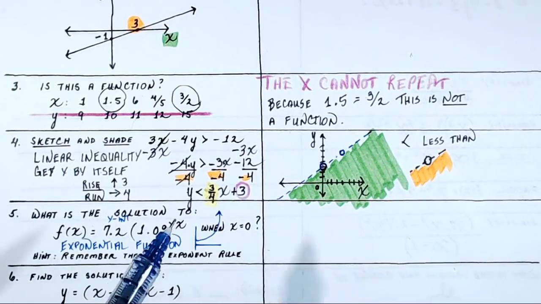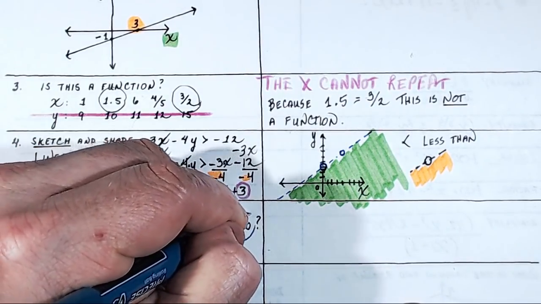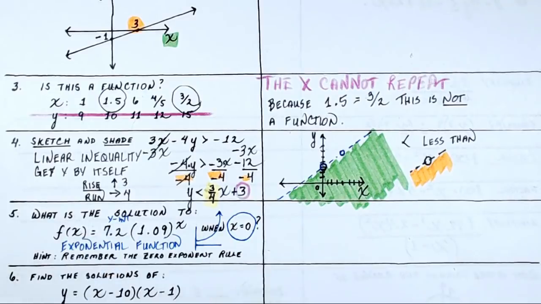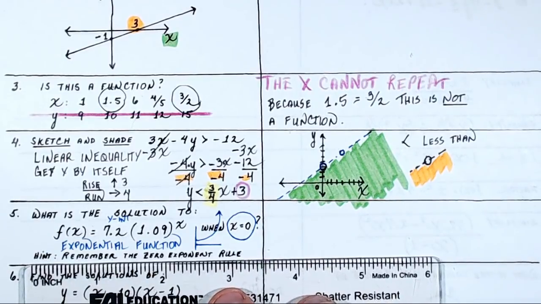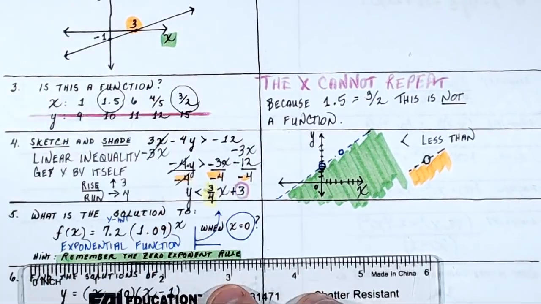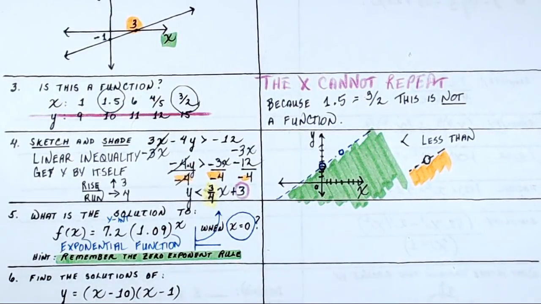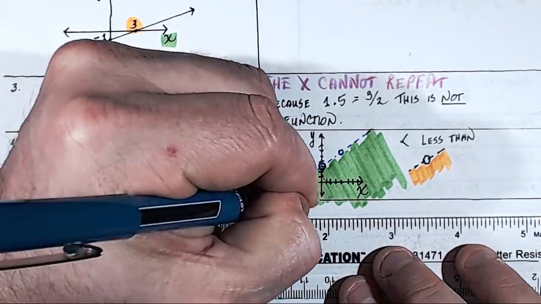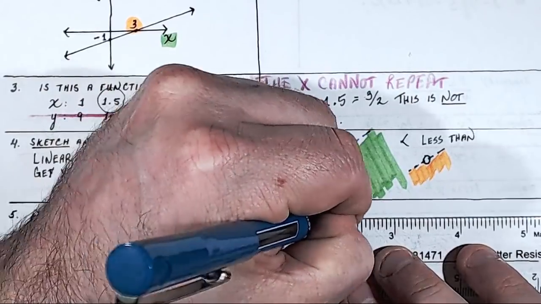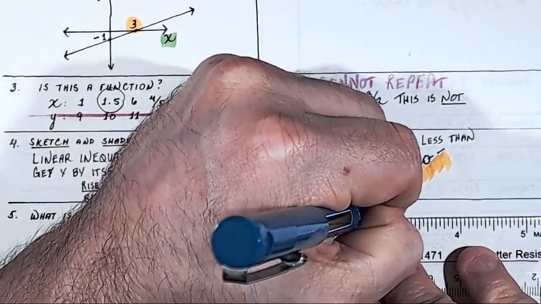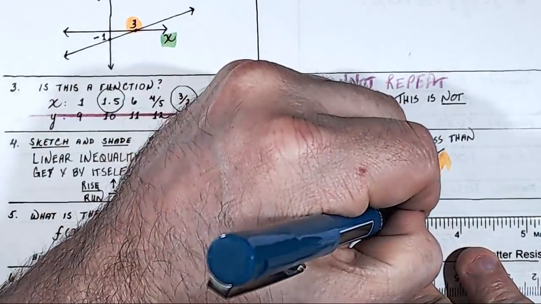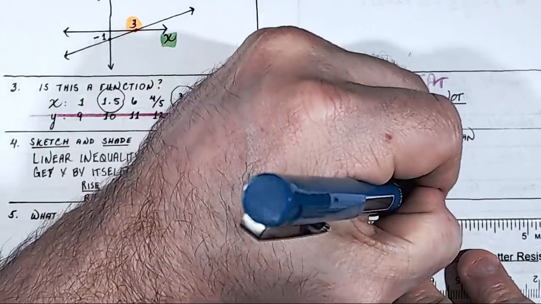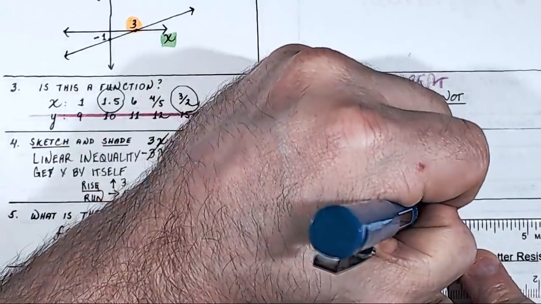So here's the thing. We are given this piece of information. What is the solution when x is 0? Now we actually do not need a calculator. We are given this little piece of advice down here. Remember the 0 exponent rule. Some of you may be asking, what is the 0 exponent rule? The 0 exponent rule says that anything, call it a, raised to the 0 power equals 1.